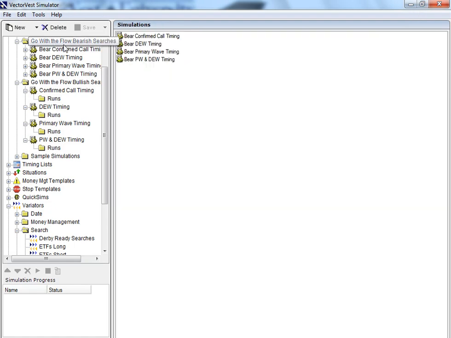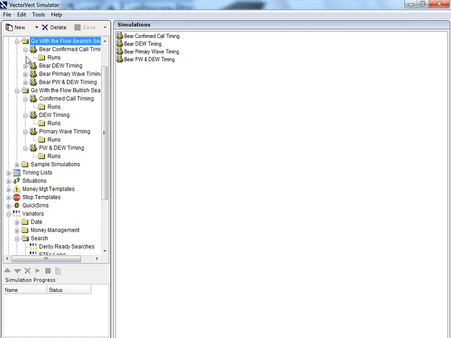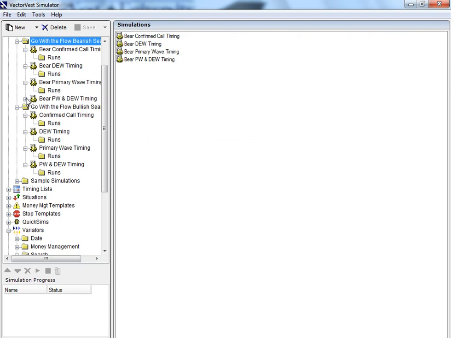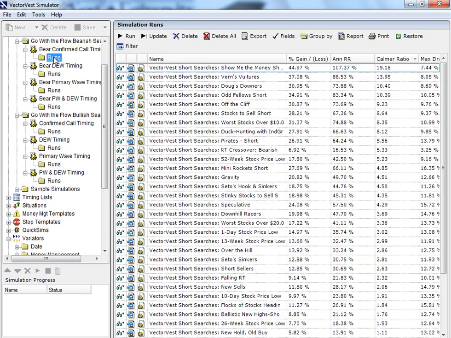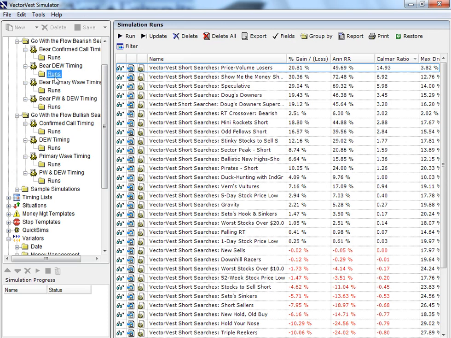Come up here now to our Go with the Flow bearish searches. And let's open up each of these runs. Here's the confirmed call. Our best performer, Show Me the Money short, gained 44.97% with a max drawdown of 7.44%. So very nice performance. Let's look at the DW signal.